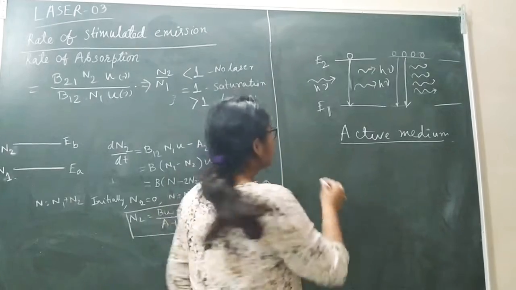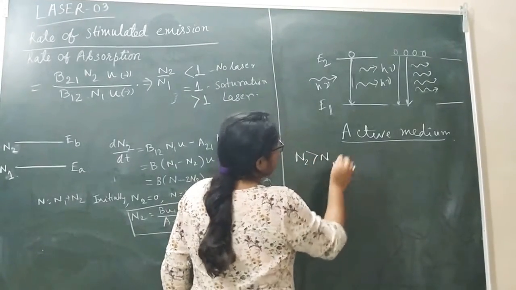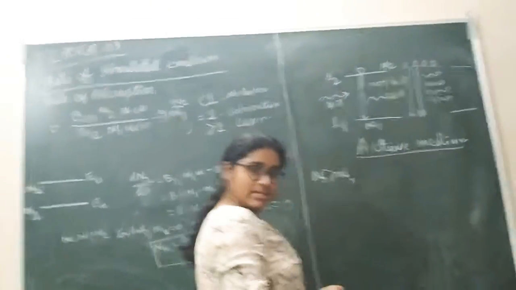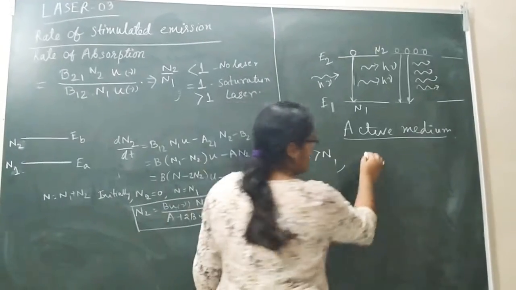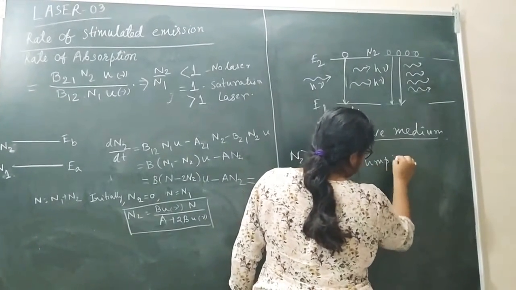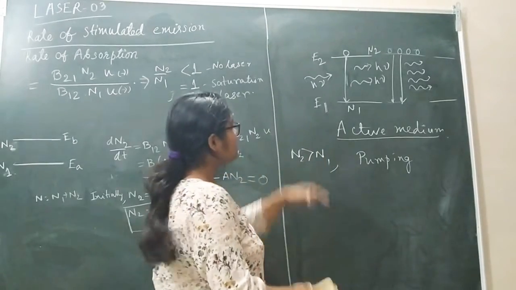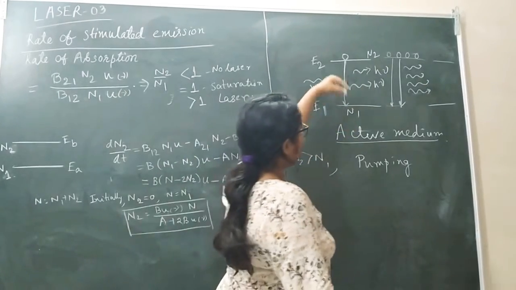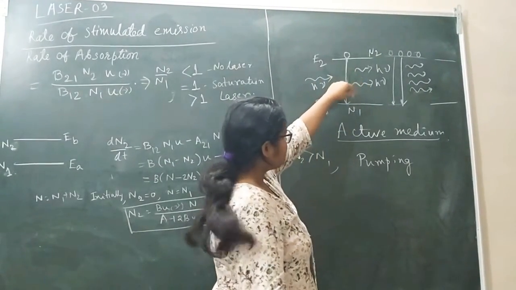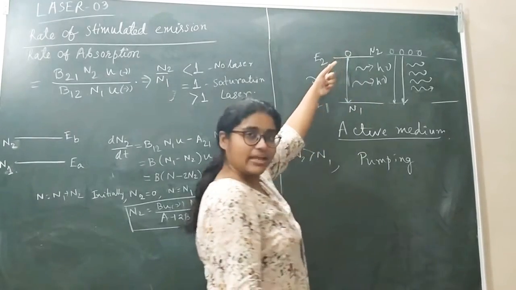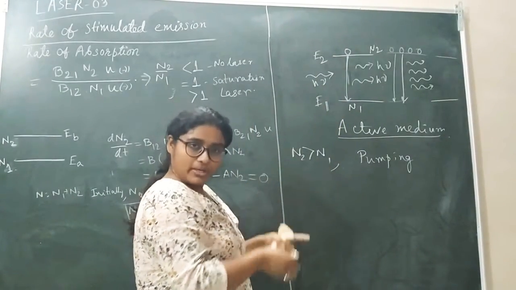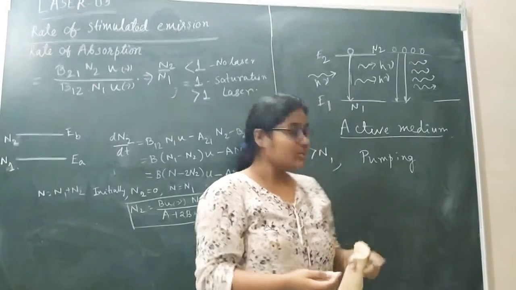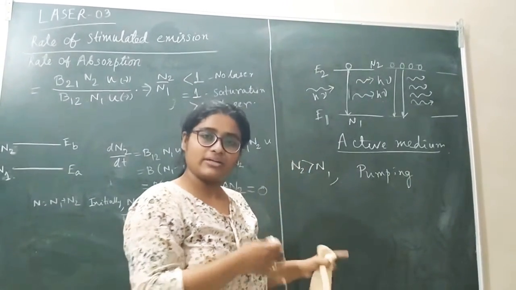So for population inversion, that is N2 greater than N1, suppose this is the level where the population is N2, and this is the level where the population is N1. For making N2 greater than N1, we need some pumping, that is, we are giving external energy to excite the atoms which are in the ground state and send them to the excited state. This pumping may be optical pumping, electrical discharge, or resonant transfer of energy. So the pumping scheme will be different for different types of laser.